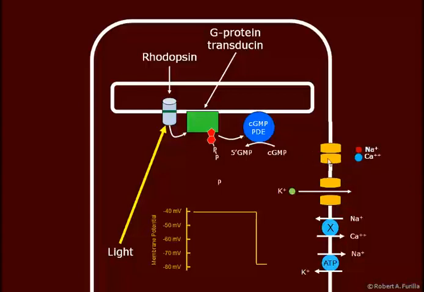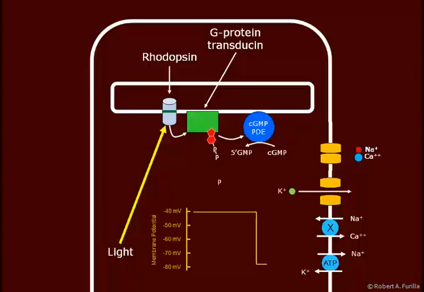These channels close, causing the voltage inside to drop. Sodium no longer comes in, but potassium is still able to go out. So as the positive charge leaves, the cell becomes more negative, and we see now somewhere down around minus 80 millivolts.